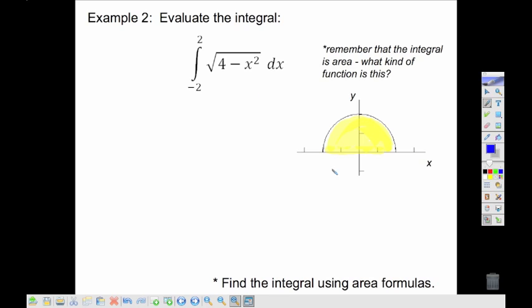Okay, so if we want to evaluate this integral, we can think about it as area. So first let's look at the function that we have in here. We should recognize that this is the equation of a circle, or actually a semicircle here.